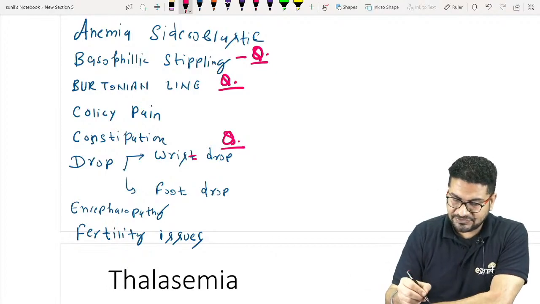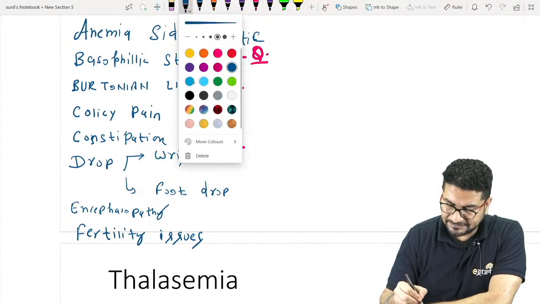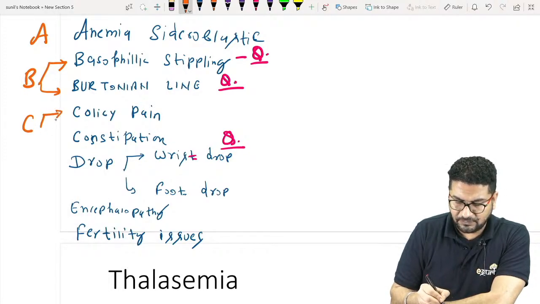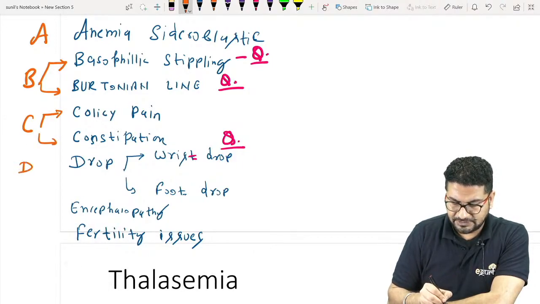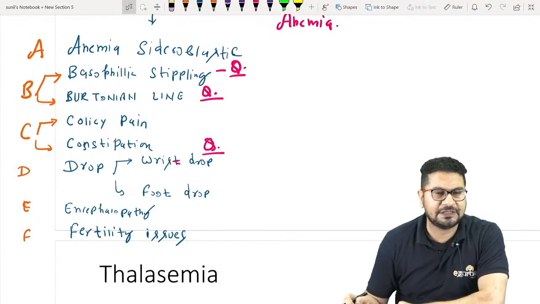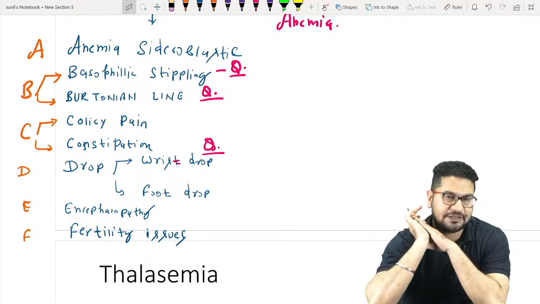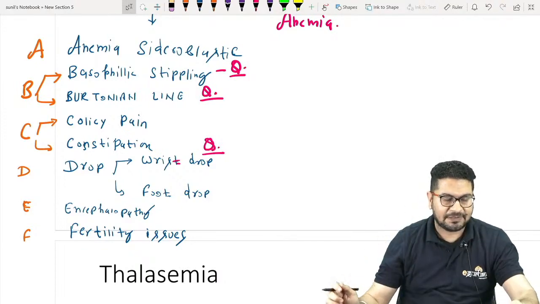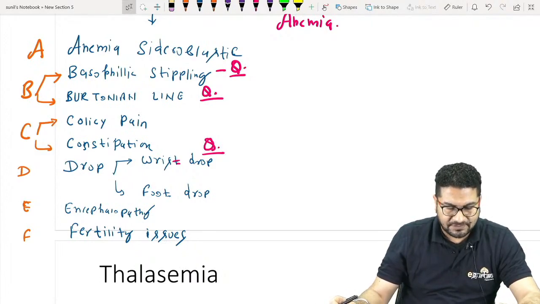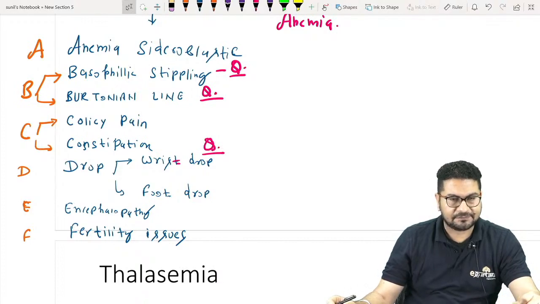Clear? So the features of lead poisoning you can remember by a simple mnemonic, that is A, B, C, D, E. A for anemia, B for two things, Burtonian line and basophilic stippling, C for colicky pain, C for constipation, D for drop, E for encephalopathy, F for fertility issue. So the clinical features of lead poisoning you can remember by A, B, C, D, E, F. Am I clear?